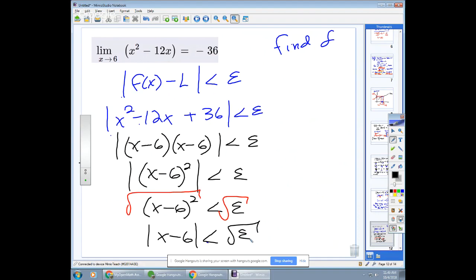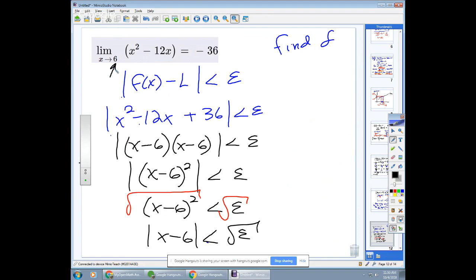But yes, I'm done, that's it, right? Don't I have the absolute value of x minus 6? Isn't 6 my value for a? Yeah, so what must my delta be? The square root of epsilon, or smaller. That's the answer. Boom, done. Whoa. I know, this is weird. Takes some getting used to.